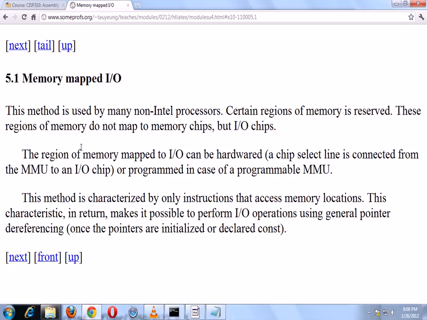If I write to location 968, I'm not actually writing to a memory location. I'm not dealing with a memory chip. I'm actually talking to, let's say, the SATA controller. That's called memory mapped I/O because the input-output devices are quote-unquote mapped to memory locations. Question? Intel uses special I/O locations, not memory mapped I/O. I'll explain that later.